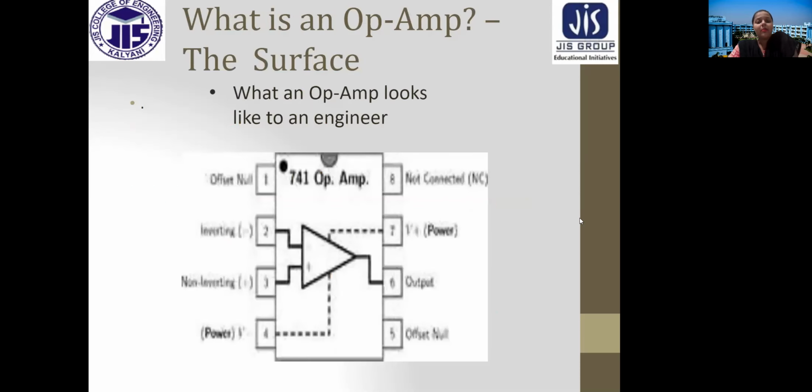Now, what does an op-amp look like? The op-amp IC number is 741, and this is the diagram similar to what an op-amp looks like. It's a very important part in terms of your exam. So go through it, draw the diagram, take 5 minutes and complete it. Within 5 minutes, draw the diagram.